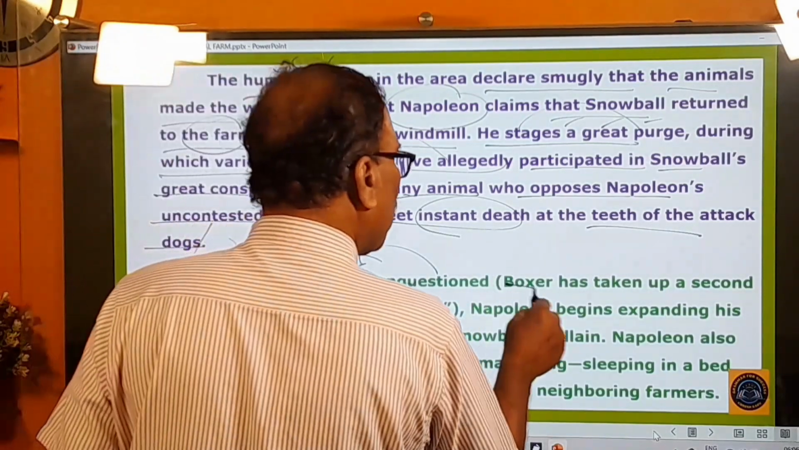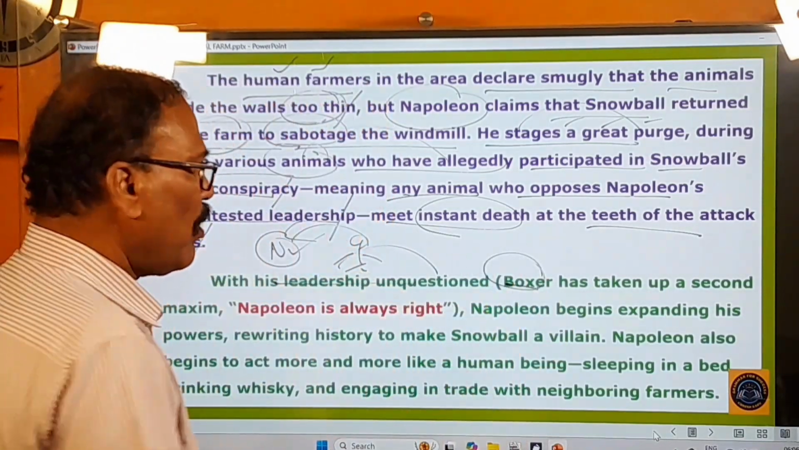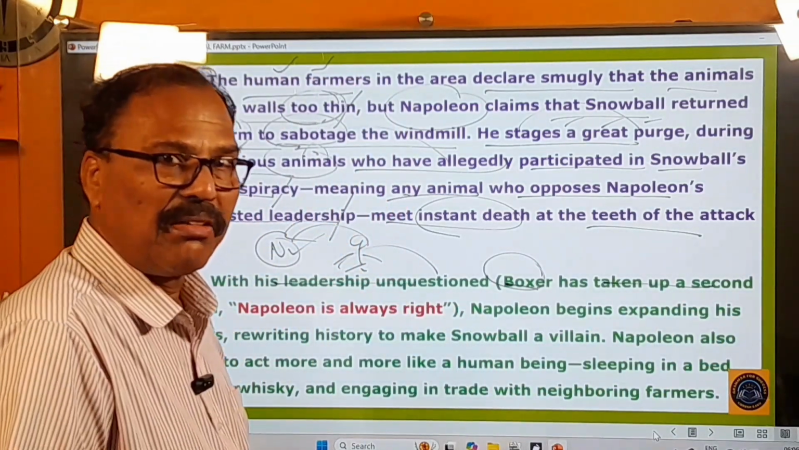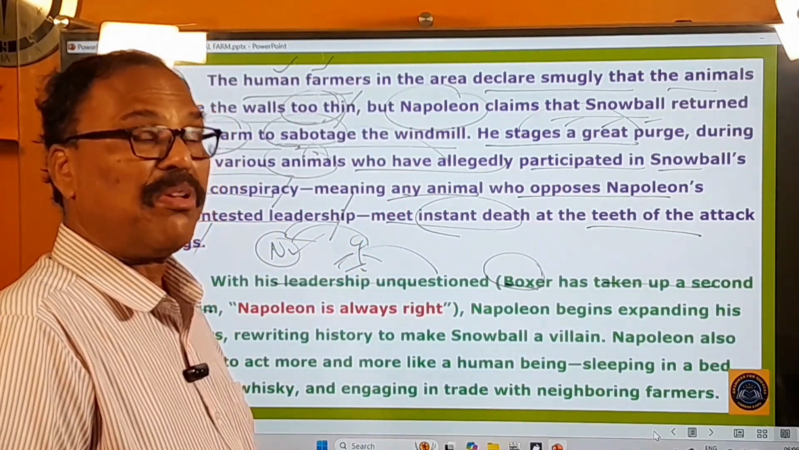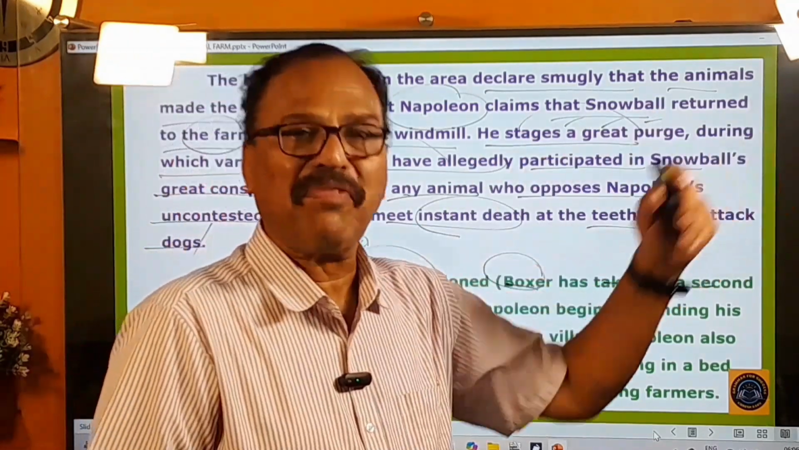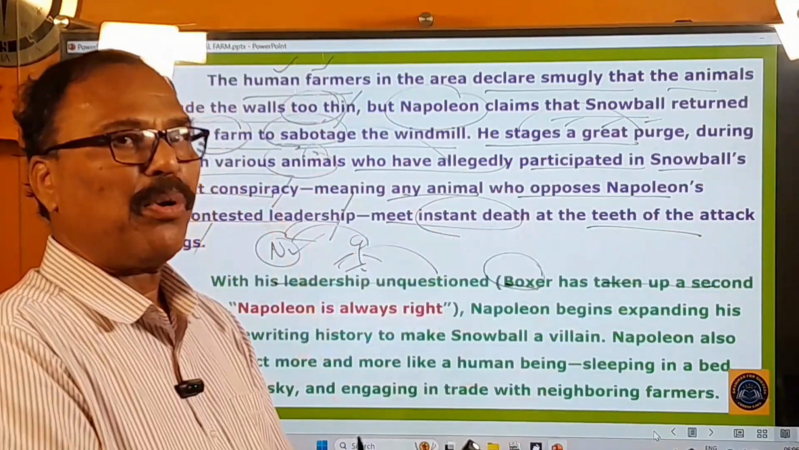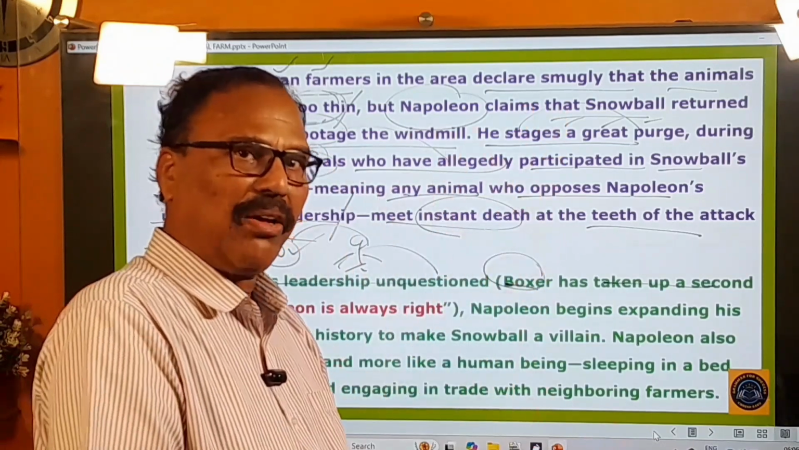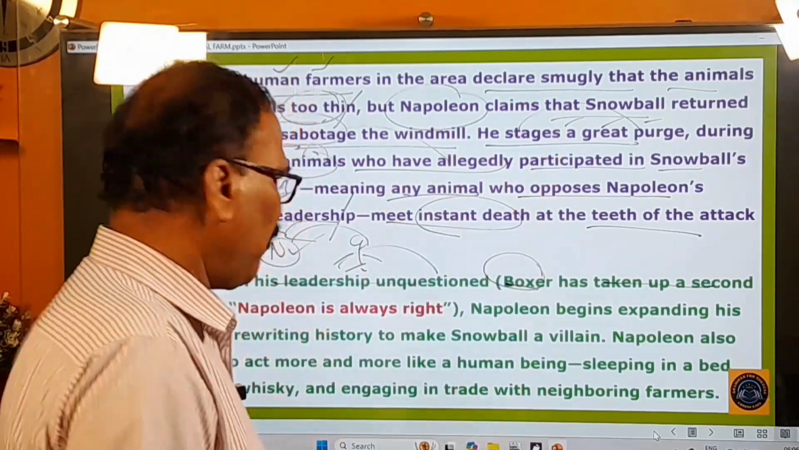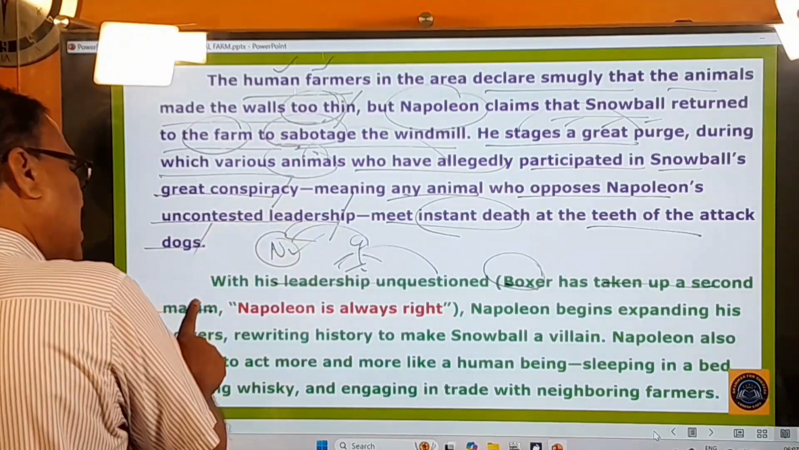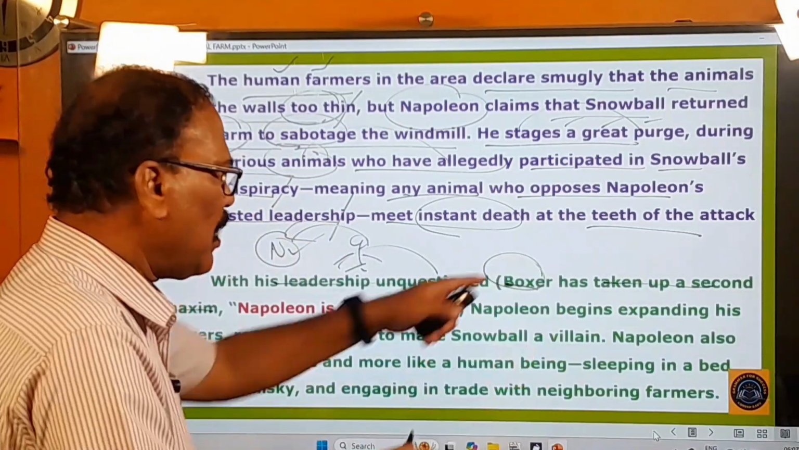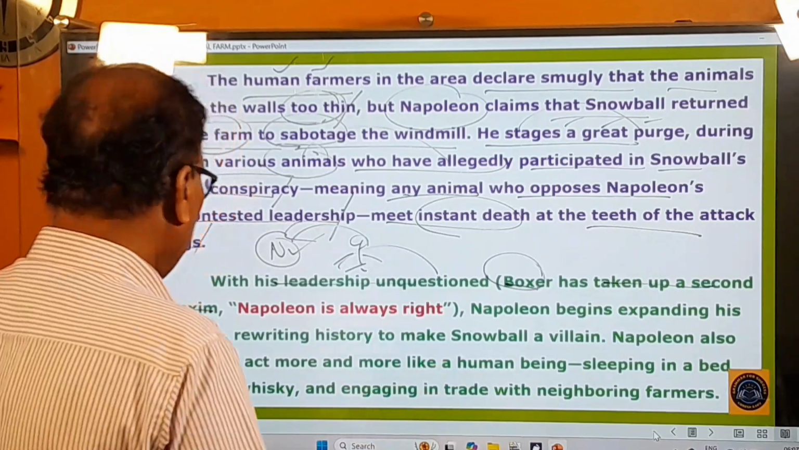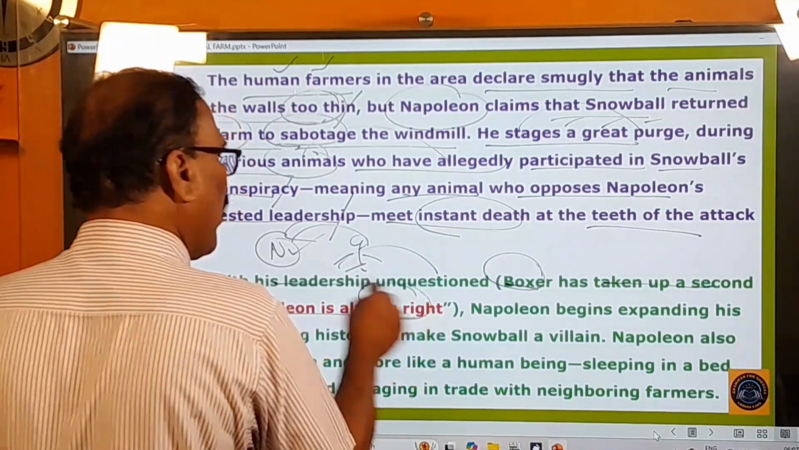And here Boxer, the cart horse, has taken up a second maxim. Its first maxim, what is that first maxim? I will work harder is the first maxim. He proposed that first maxim to all other animals at the beginning of the animal farm. Very well. And now the second maxim Boxer has proposed to be adopted by all animals. What is that? Napoleon is always right.